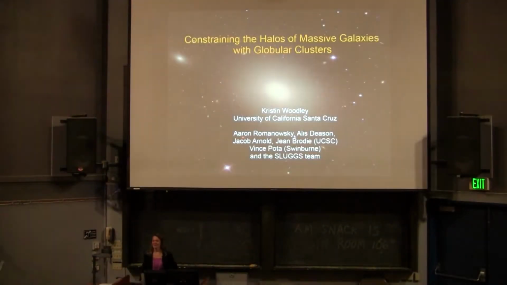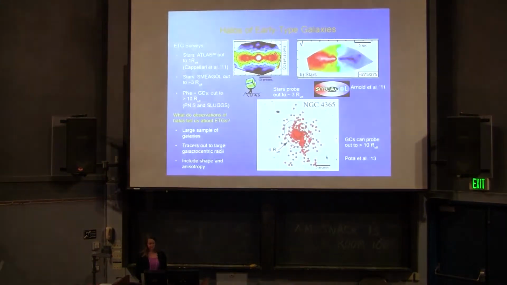So great, thanks. I'm Kristin Woodley, and I'm a postdoc here at UCSC. And today I'm going to talk about certain ways that we can constrain the halos of early type galaxies, particularly elliptical type galaxies, using observations with globular clusters.